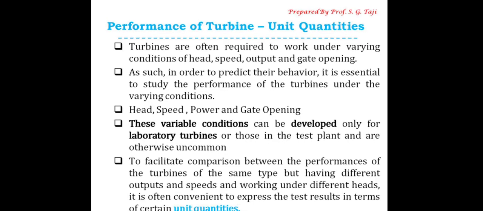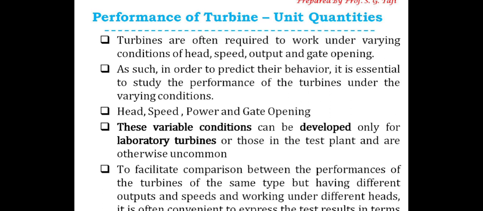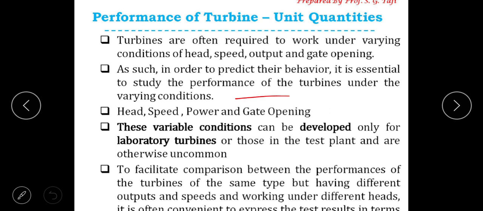This is useful for understanding the performance of a turbine. Turbines are often required to work under varying conditions of head, speed, output and gate opening. It is not quite possible to maintain the same speed, same head, same output and gate opening all the time. As such, in order to predict their behavior, it is very essential to study the performance of the turbines under the varying conditions: head, speed, power and gate opening.